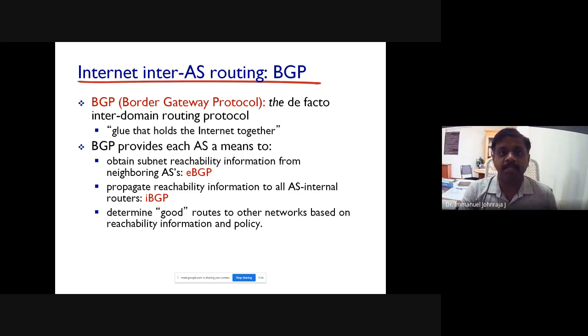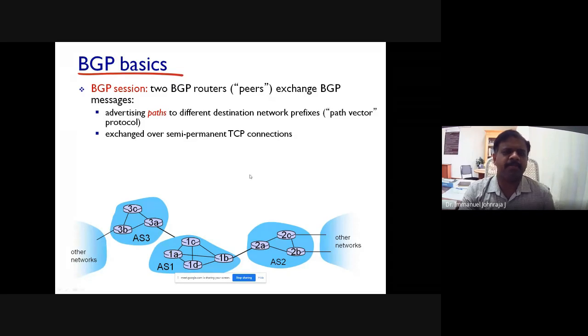And BGP also determines good routes based on various parameters, but reachability information and, in major part, the policy plays the key role. Okay, some of the basics.